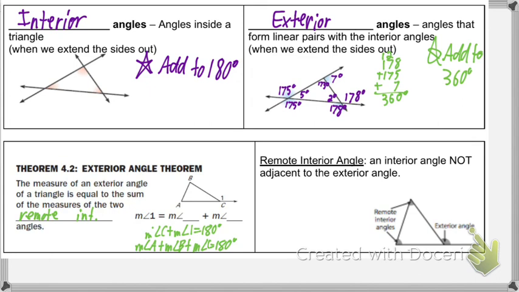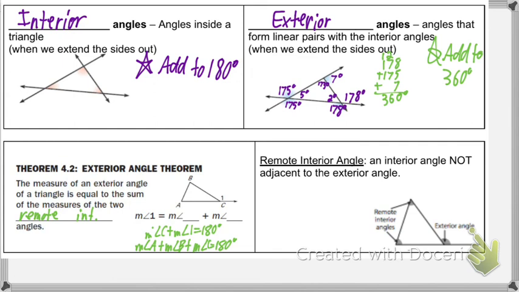So, if angle C and angle 1 add up to 180, and angle A, angle B, and angle C add up to 180, C can add with both angle 1 and these other two angles to make 180. They have to be the same thing. It's kind of like our congruent supplements theorem from before. They have to add up to the same thing.